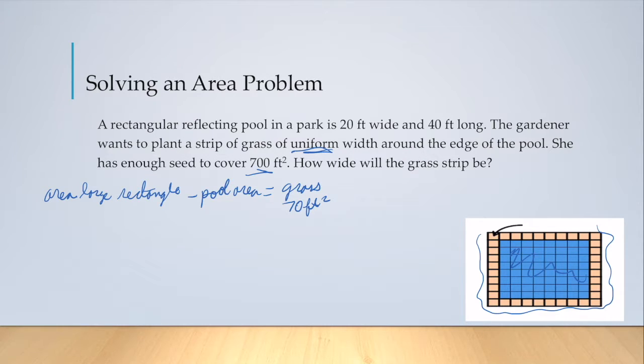My pool is, I need to draw in a color other than blue. My pool is 20 feet wide and 40 feet long. And what I want to do is take a uniform amount of a grass path. So each of these could be x. So that makes my length 40 plus these two x's, right? And my width 20 plus 2x.